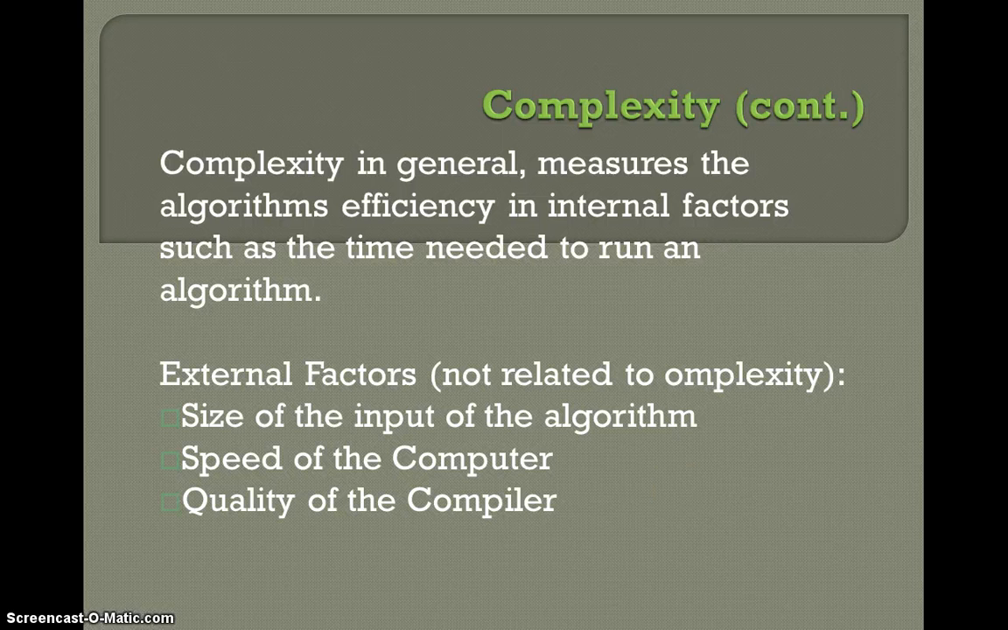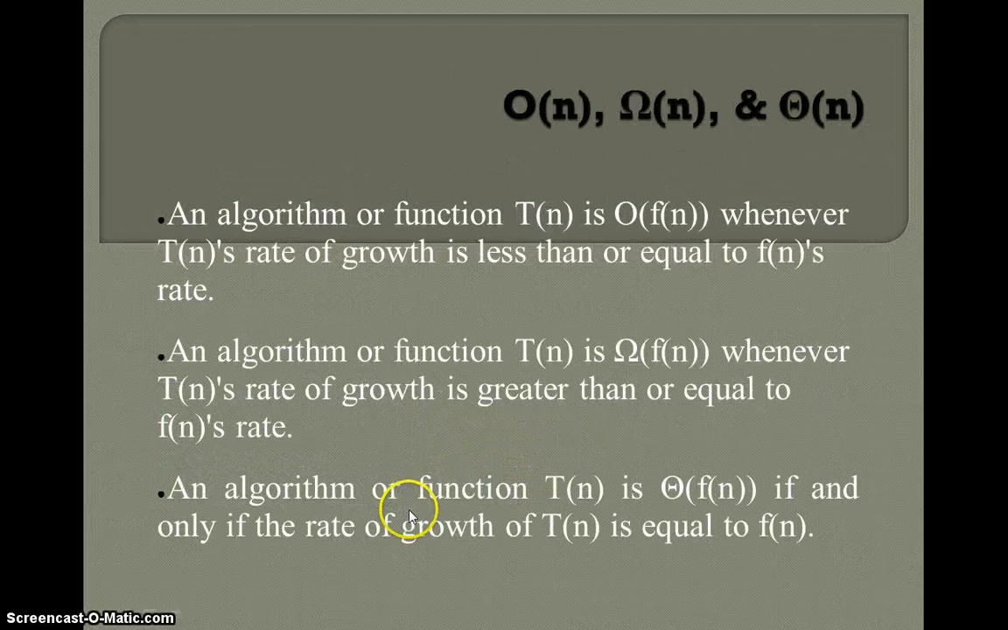So not related to the complexity, the size of the input of the algorithm, the speed of the computer, and the quality of the compiler. Next are some of the symbolic notations which are used when we analyze a particular algorithm of a particular problem. There are three categories: big O of n, where n is the input size, and then big omega of n and big theta of n.